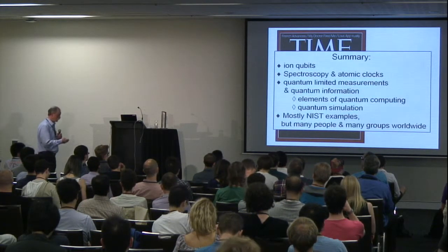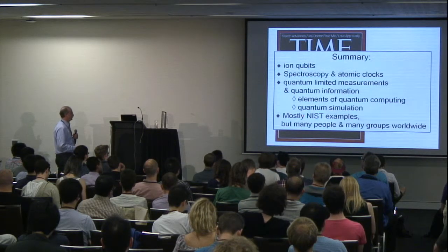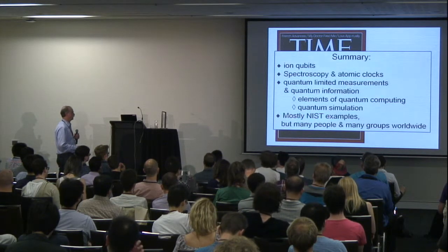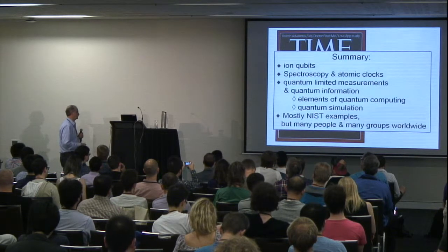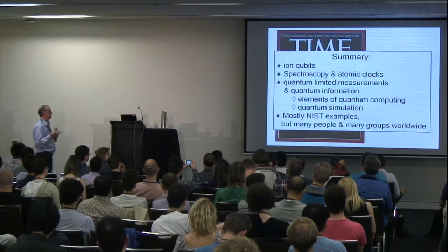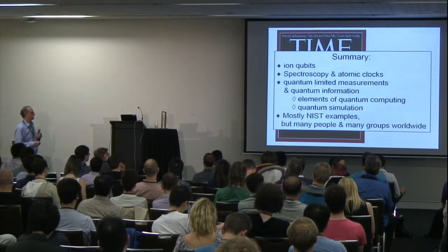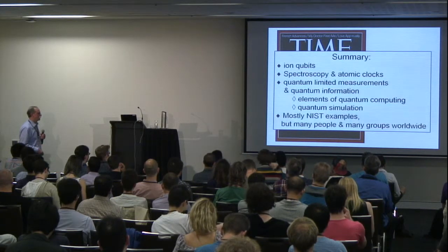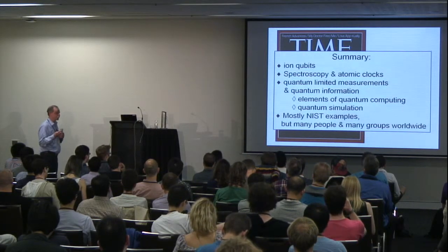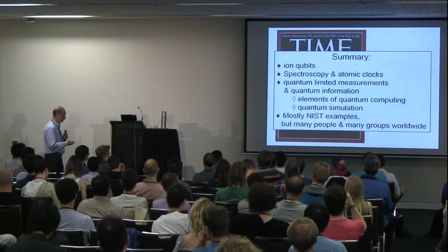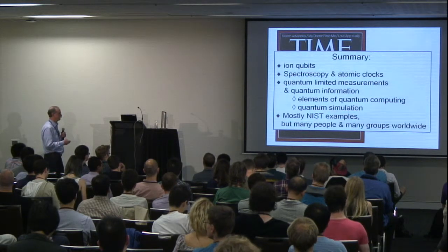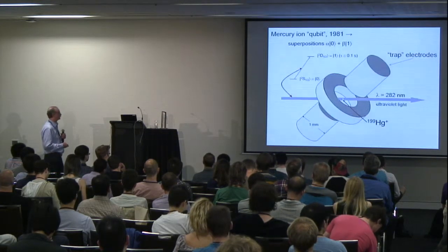I'm mostly going to give examples from our work, but I want to stress there are many groups worldwide working on this problem. There's a lot of nice work just in ions from many groups. So what I'll talk about is mostly just representative of where we're at.